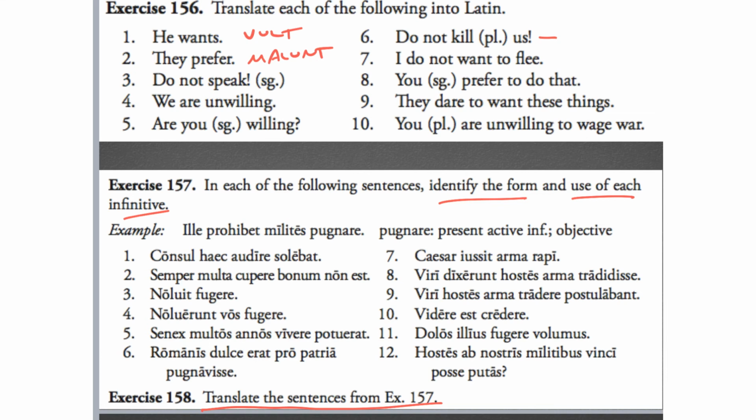All right, so number 1, the consul is accustomed to hearing these things. Number 2, it's not always good to desire many things. And then we go from there. I'll leave you to do the rest.